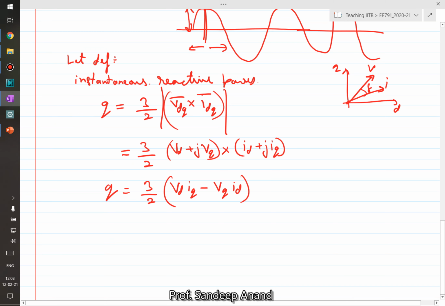Now, this is something which I have defined. Now, do you think this makes sense? Or rather, not that I have defined, that's how it's defined in literature. But the question comes: does it really correlate with the concept of reactive power? What is the concept of reactive power?